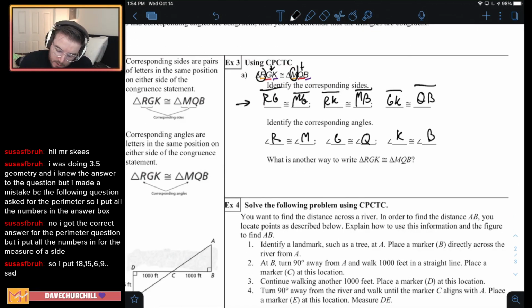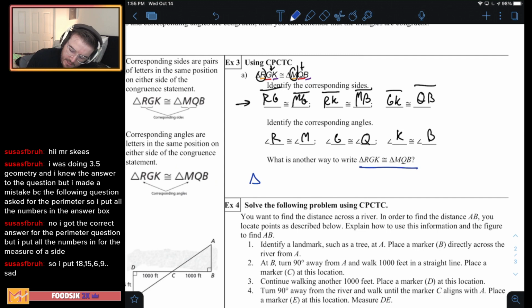So this asks, what is another way to write this statement? I can draw a triangle real quick, and I can name this triangle BCA. I could name it CAB. I could name it ABC. There's lots of names that I could call this. So what's another way that I could name it?